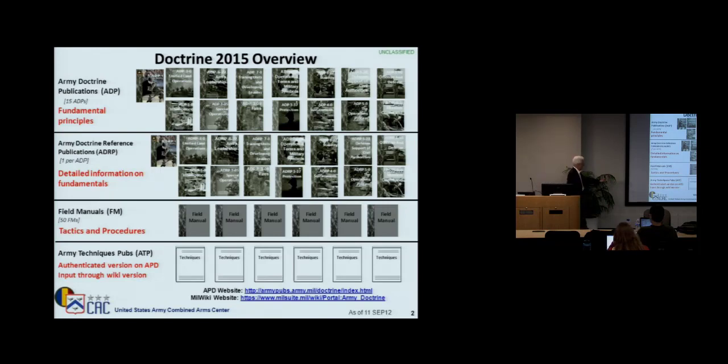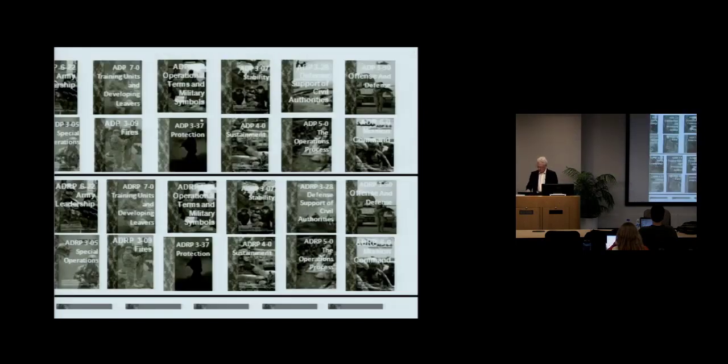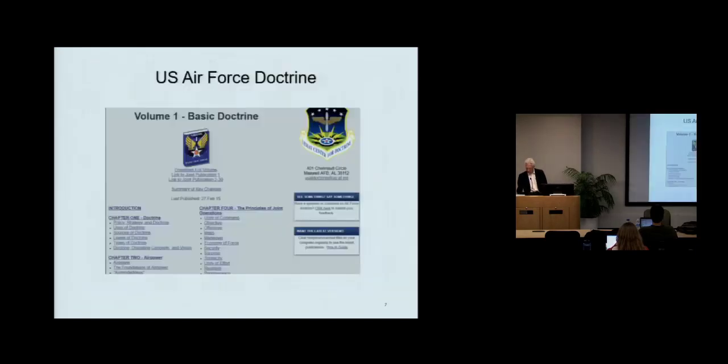And then even more concrete, there are Army techniques publications, which often have to do with the use of specific weapons or specific weapons types. And you can find them all, they're all in the public domain on the Army publications website, the link to which is down there at the bottom. And so this is a slightly expanded view so that you can see some more of these titles.